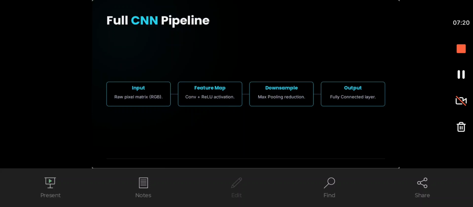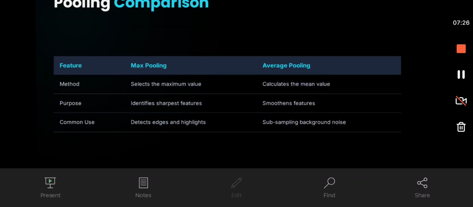Among pooling methods, max pooling and average pooling are the most common. Let us compare them. This table compares max pooling and average pooling. Max pooling selects the maximum value from a region. It focuses on the strongest feature and is commonly used for edge and feature detection. Average pooling calculates the average value and produces a smoother feature map, useful for reducing noise. In practice, max pooling is more widely used because it preserves dominant features efficiently.